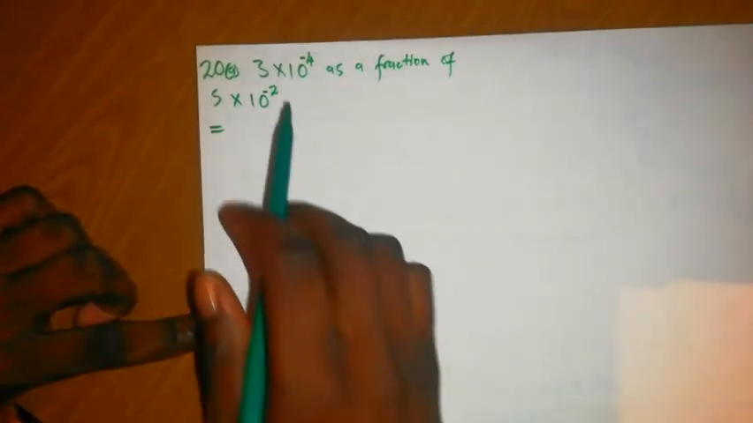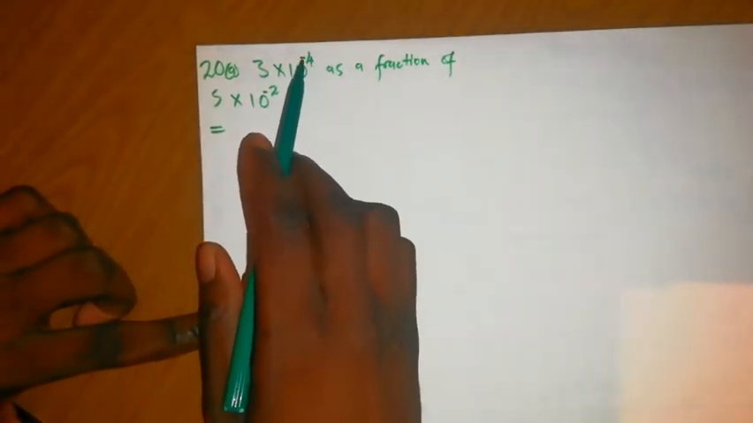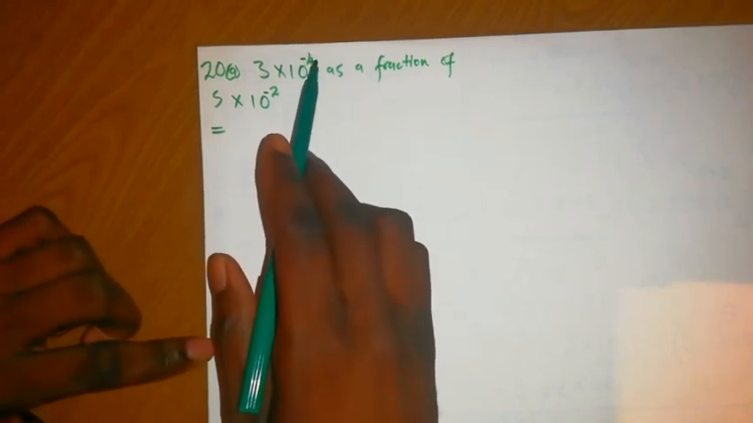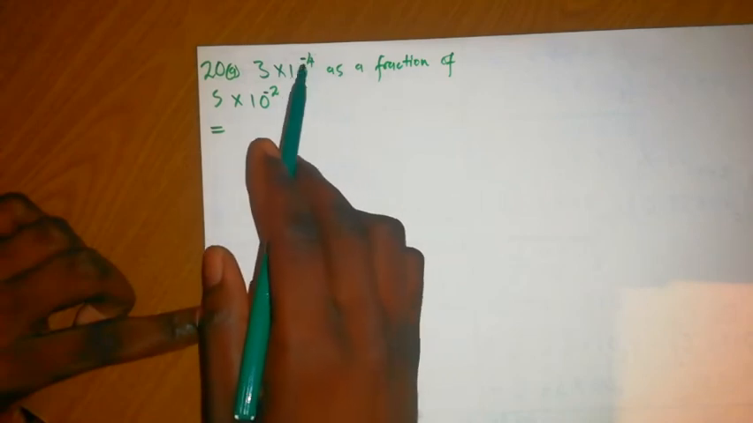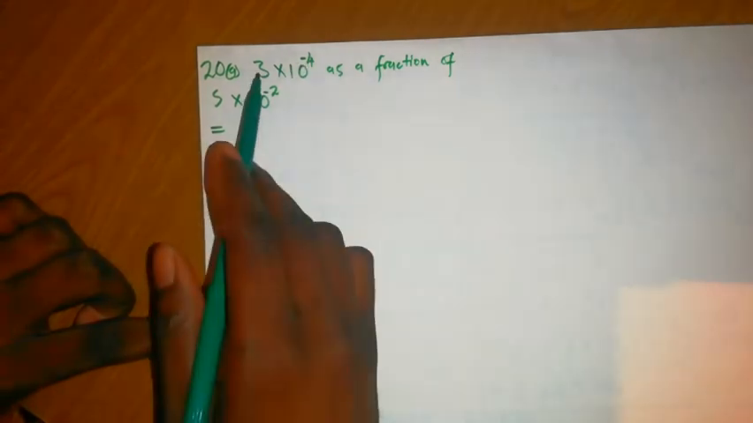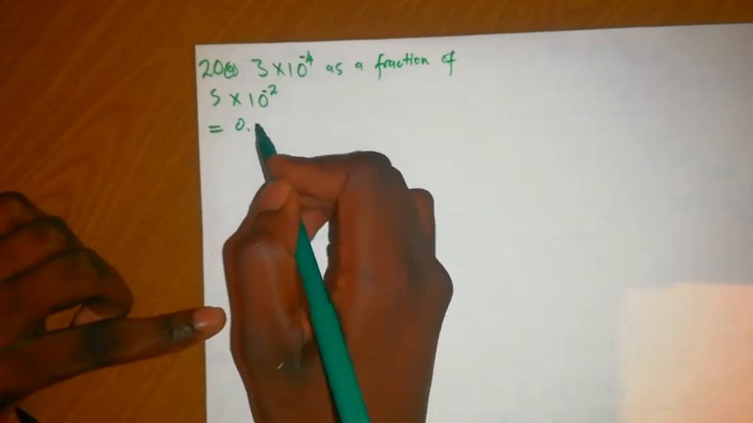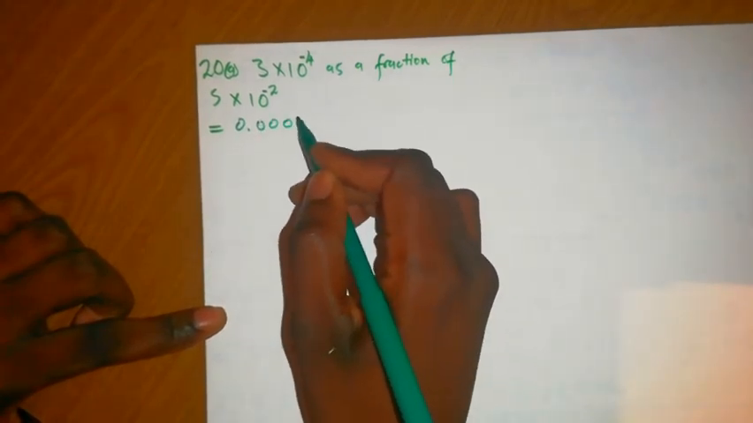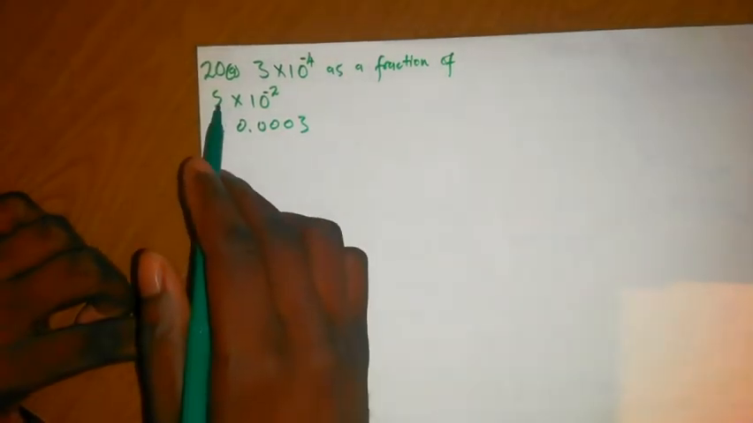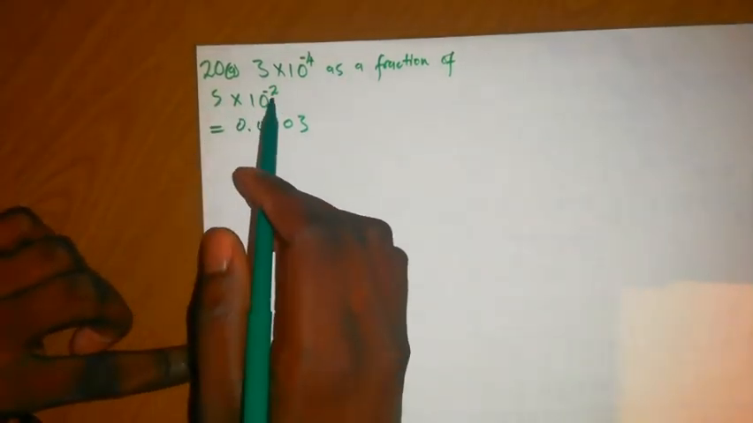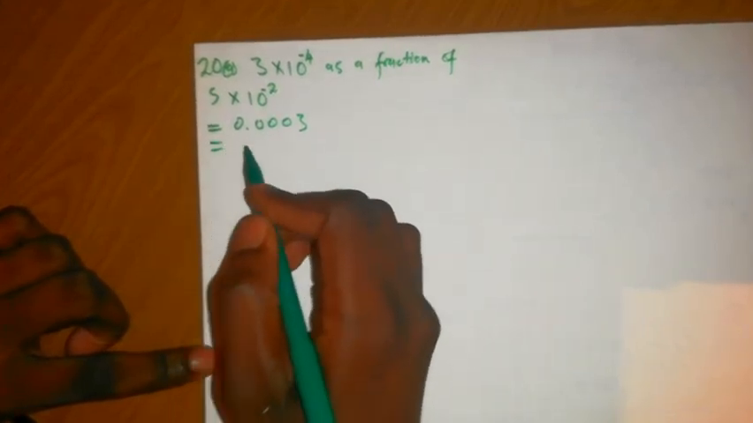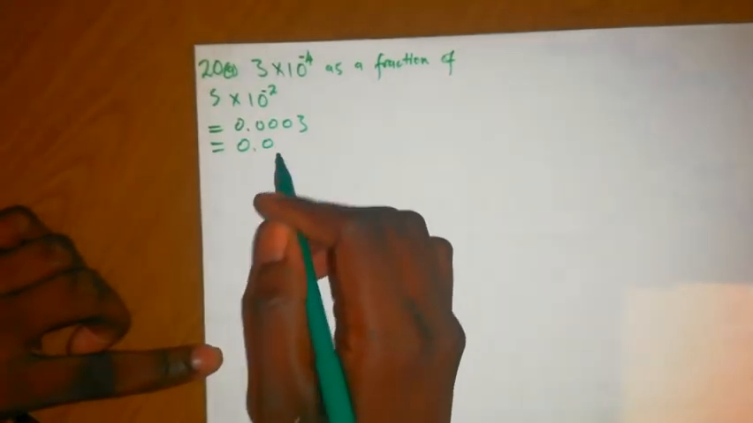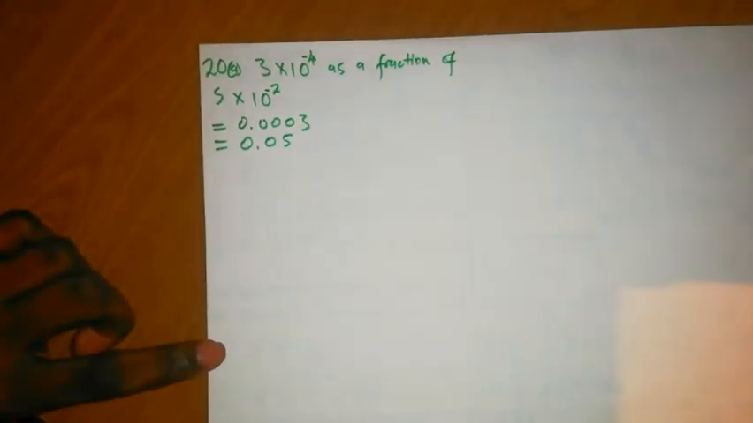Why do I say so? The power or the index is negative. Then that index is 4. It means this comma is supposed to move 4 times. So automatically it's telling me that I have 4 zeros before this 3. So it's 0.0003. Then I'll put that 3. Then I'll convert that one, it is to the power negative 2. It means that I have 2 zeros before 5. So that's equal to 0.05.